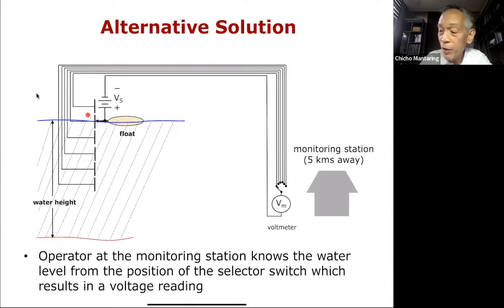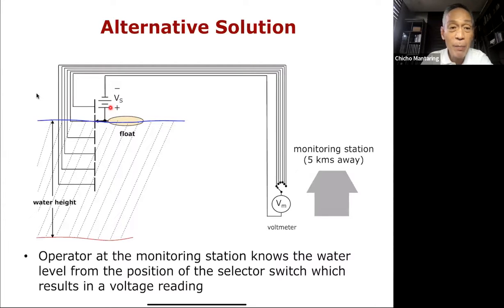Imbis na magkaroon ako ng resistor rito, I'm just going to have 6 different contacts. No? 1, 2, 3, 4, 5, 6. Where the contact is located at particular depths of the water. And so my float now, as it is going up and down, will just make contact with either one of 6 possible contacts here. Tapos ang nakakabit sa float ko is yung power supply, yung positive voltage ng V of S directly.